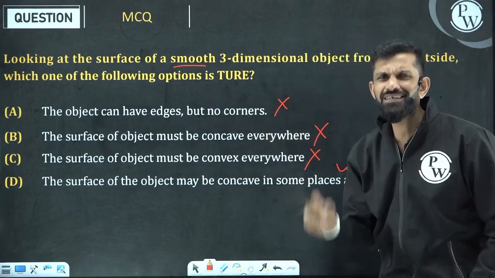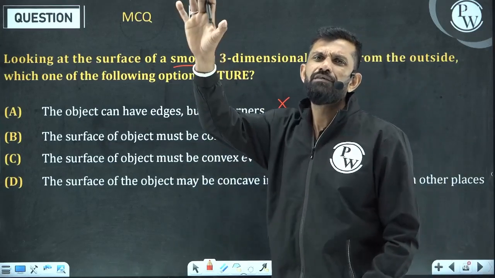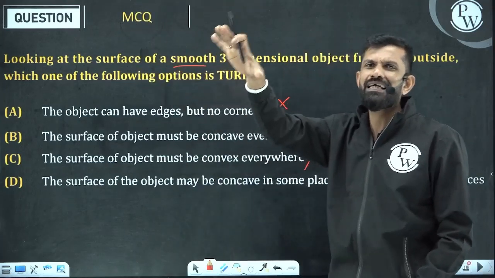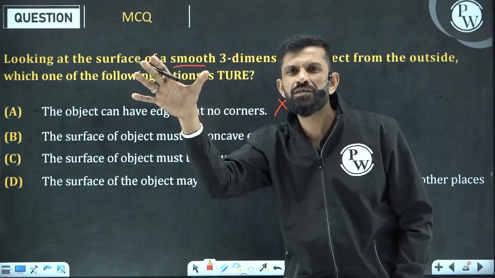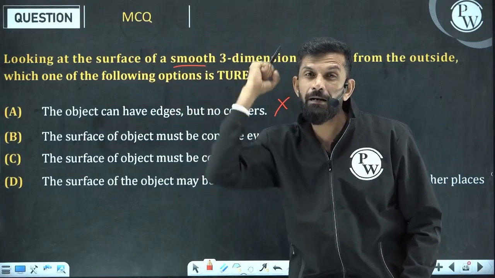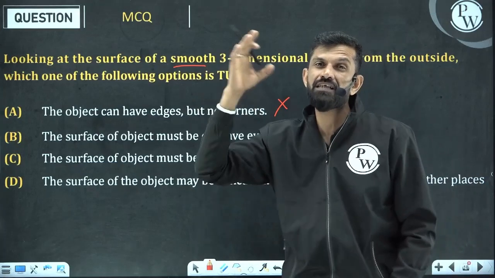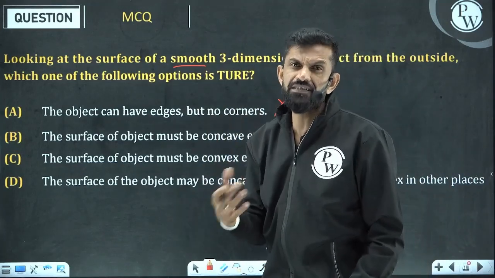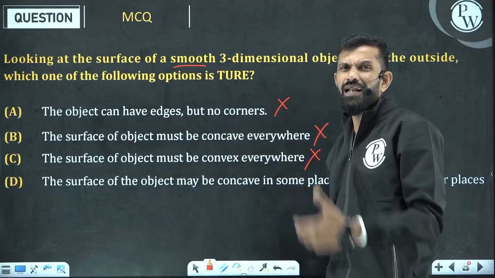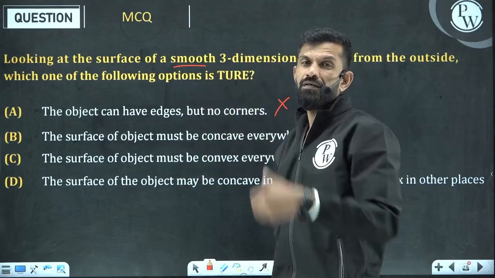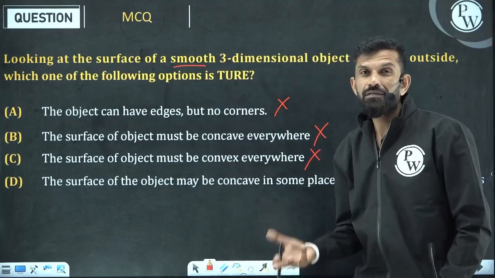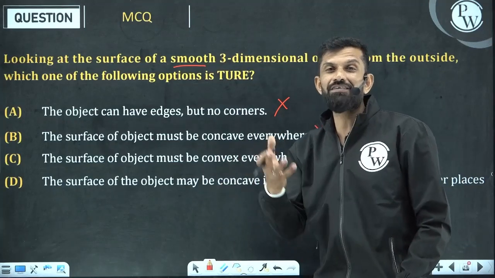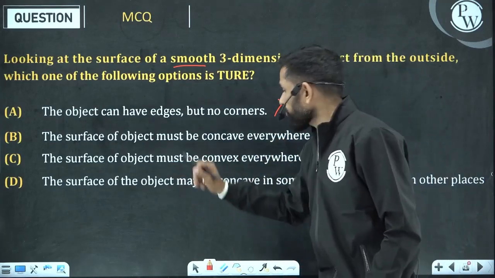Just check whether you are understanding the three-dimensional figure. If you are looking from far, though it looks smooth, can we say that compulsorily it will be a concave surface or a convex surface? We cannot say that. Some of the faces can be concave, some of the faces can be convex. From far it will look smooth, but if you go near and touch it, you can understand whether it is concave or convex. So no doubt, option D is the correct one.